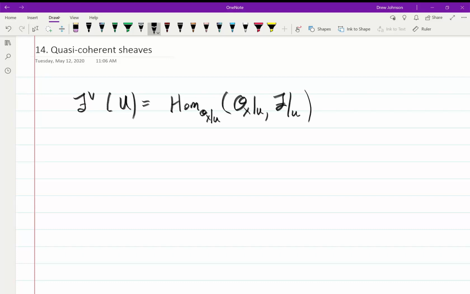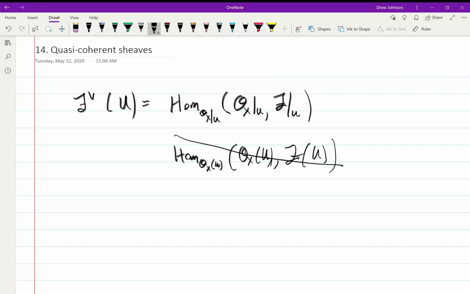We defined this as the hom OXU. If I remember right, this was the definition from the last lecture. But in this case, it's not clear what the restriction map should be, and in fact, I don't think this is the right definition. So let me X that out, and this is the right definition.